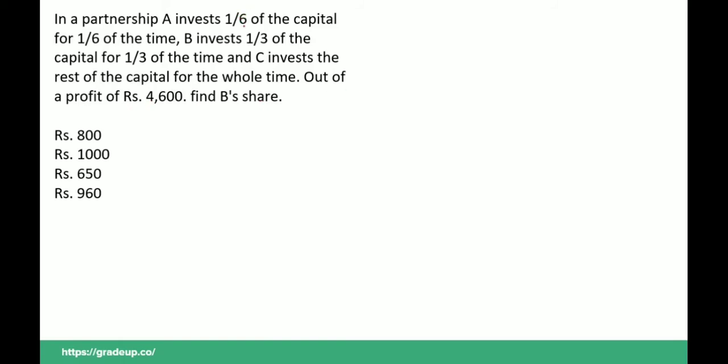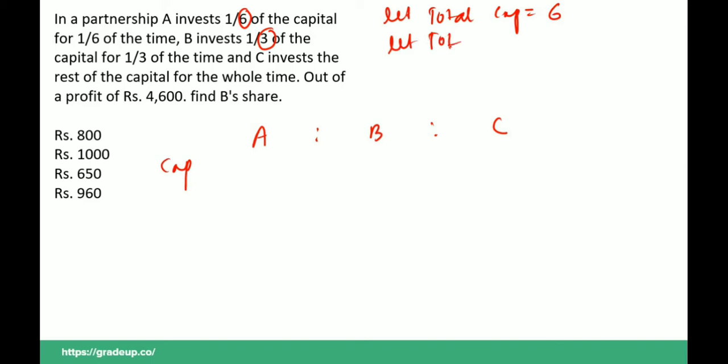All right guys. So in this question, we have been given these 3 partners. Now capital. We have 1/6 here, 1/3 here. So let total capital be 6 and let total time be 6. This is the technique to handle the fractions. So A invests 1/6 of the capital. Since capital is 6, A invests 1 unit, and B invests 1/3 of the capital, that is 2. And C invests the rest of the capital. This is the capital ratio.